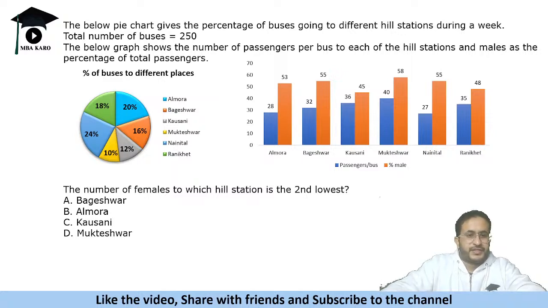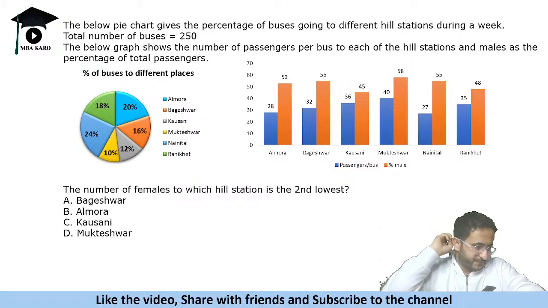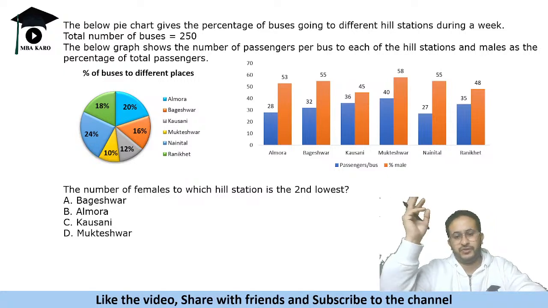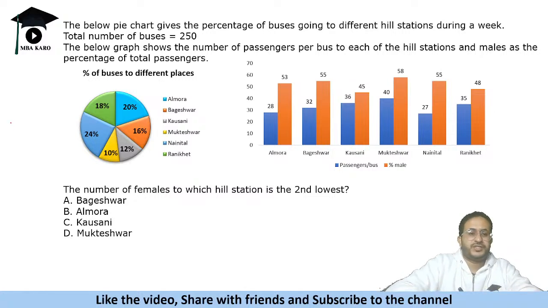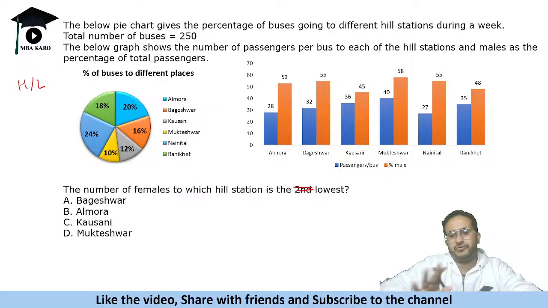Here's the next question. It says the number of females in which hill station is the second lowest. Now, remember one thing: this question you should ideally avoid. The reason is, if the question asked which is the highest or lowest, instead of second, then I would have attempted this question.